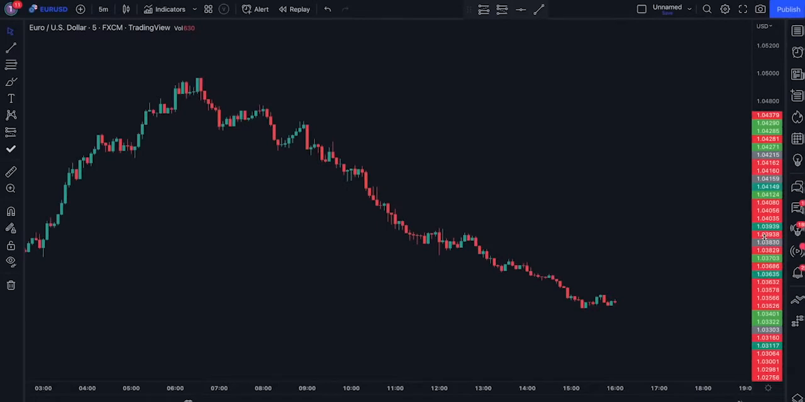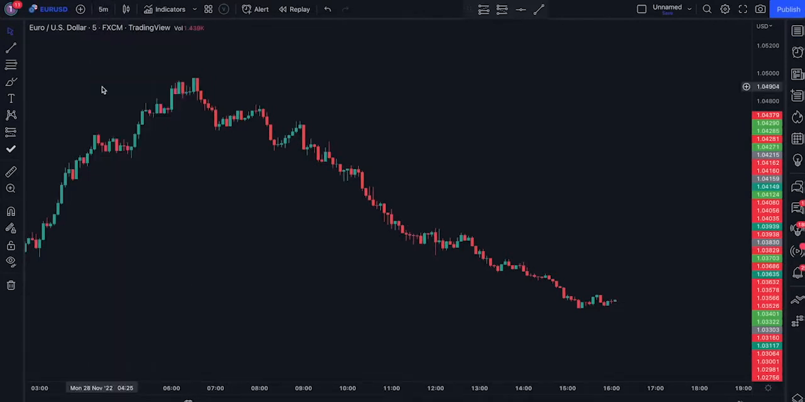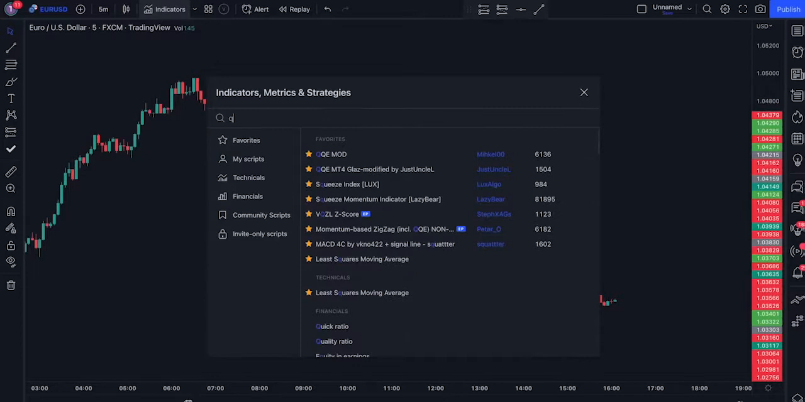Okay, so first of all, let's open tradingview.com and set the time frame to 5 minutes. This strategy can be used on all time frames, including a daily chart. The next step will be to click on an indicators window. Now we're gonna need to add 3 indicators to the chart.